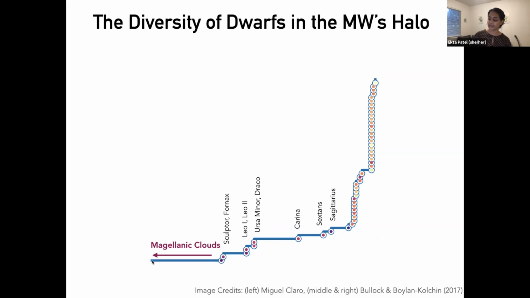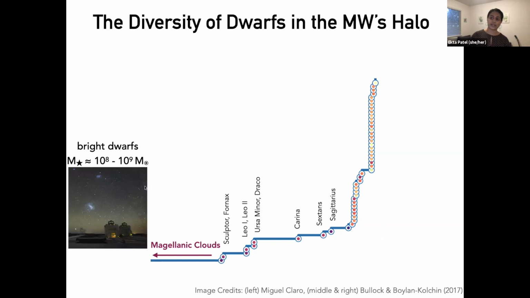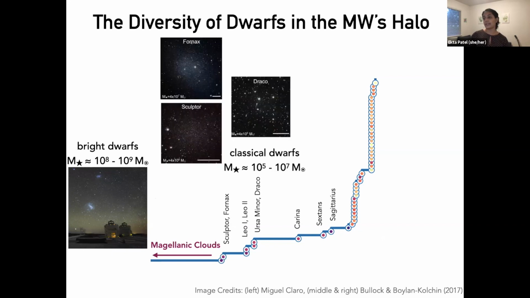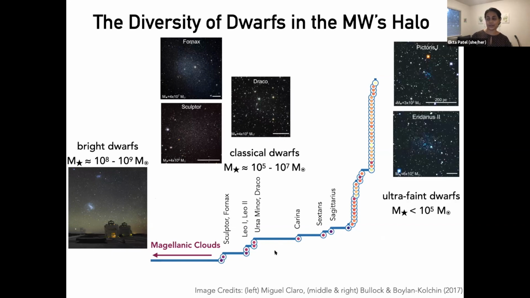So again, on the bottom left, we have the Magellanic Clouds, which we tend to refer to as the bright dwarfs. They have stellar masses of about 10^8 to 10^9 solar masses. And then moving into the intermediate range where the classical satellite galaxies sit, these tend to have stellar masses in the range of 10^5 to 10^7 solar masses. And then at the very faint end, where it's difficult to even see these galaxies in the images I'm showing here, these ultra-faint dwarf galaxies have stellar masses at most of 10^5 solar masses, and some are even known to have just 100 solar masses worth of stars.